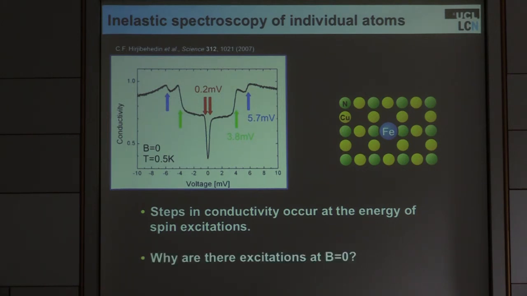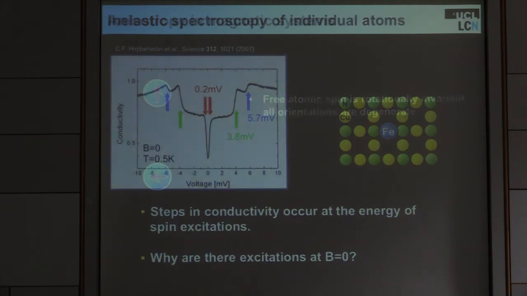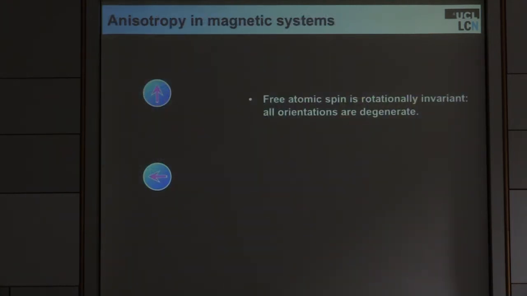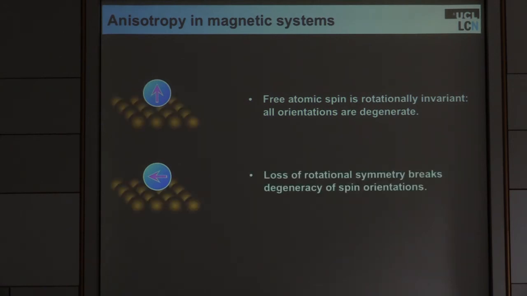Now, the first question you might ask is, why do we see any steps at all? If these things are spin excitations, why is it that we see something in the absence of a magnetic field? So if you think about a spin as a little arrow floating around in free space, which many of our little models would suggest it is, then this doesn't make any sense because in free space, all the directions are the same, and there shouldn't be a difference between the different orientations, so there can't be an energy difference either. That is absolutely true, but it's not what we have.